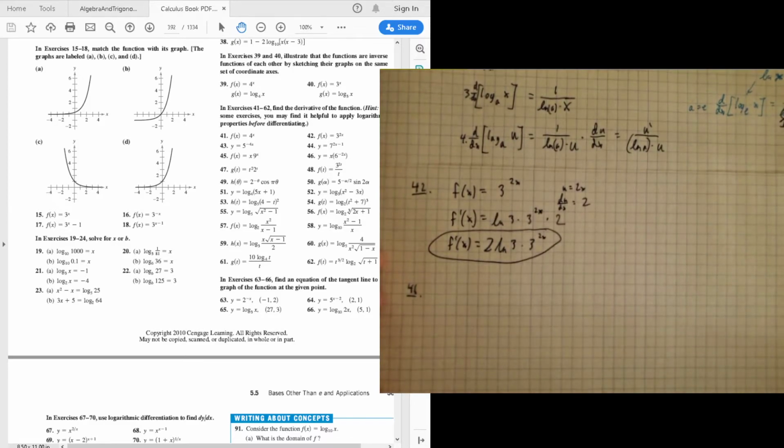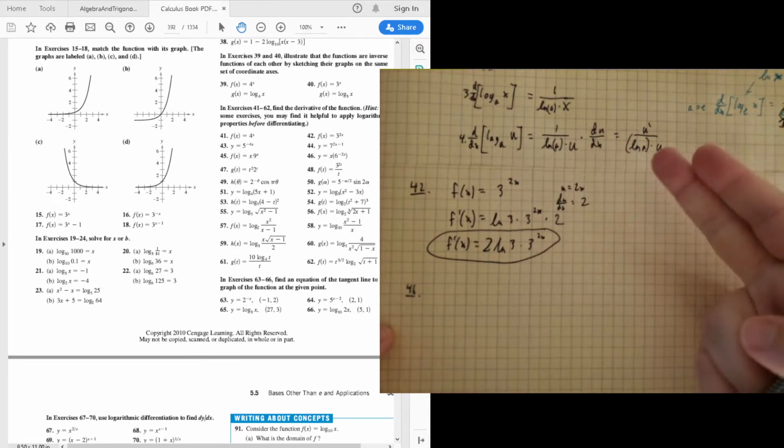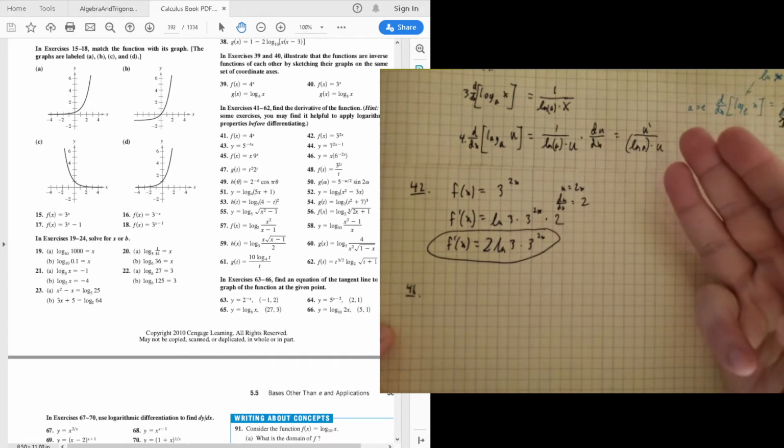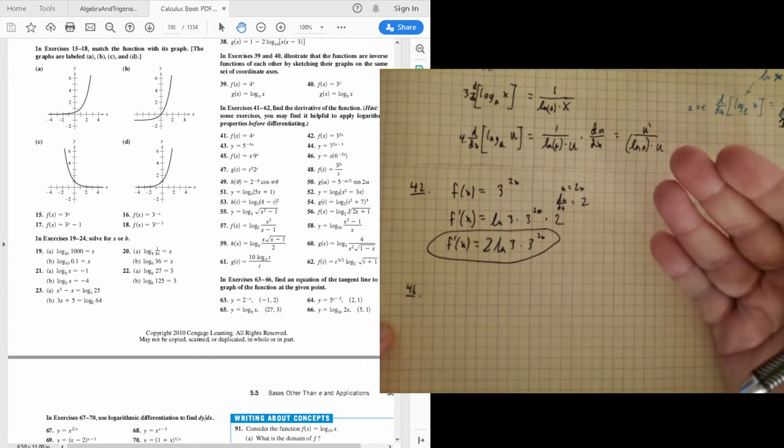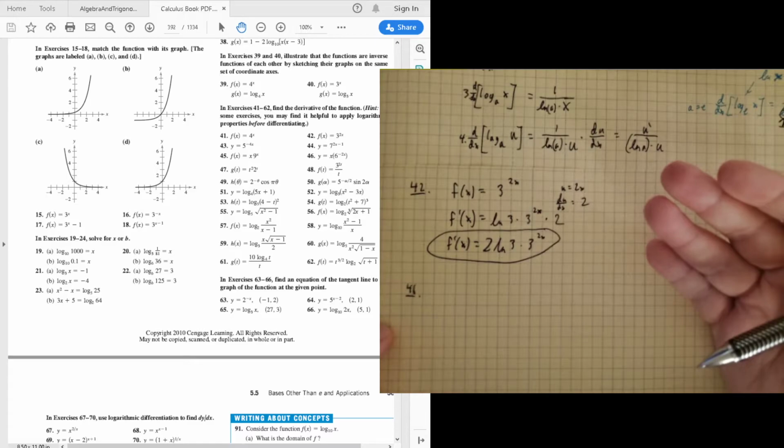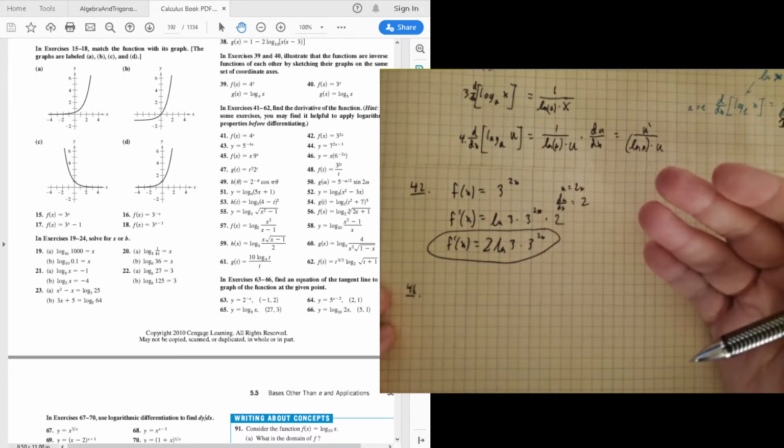So, as with many of these problems, you can guess they're going to use multiple different rules from previous chapters. So you're going to have to make sure you know your chain rules, your product rules, your quotient rules, your power rules. Make sure you know all of those, because it's difficult to do ones like 46 if you don't know your product rule, for example.